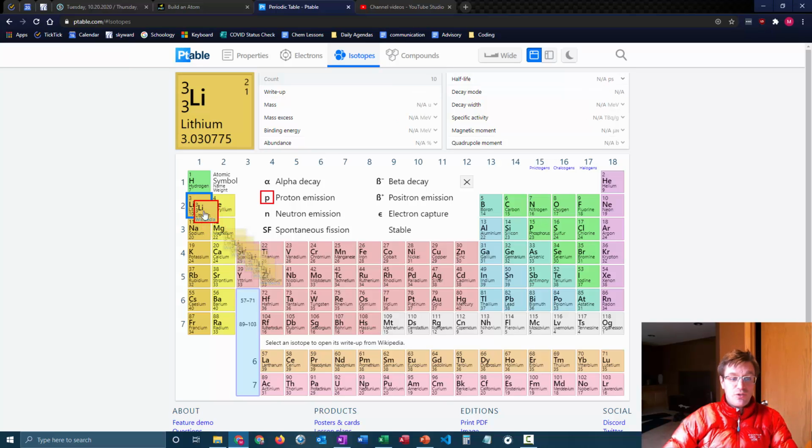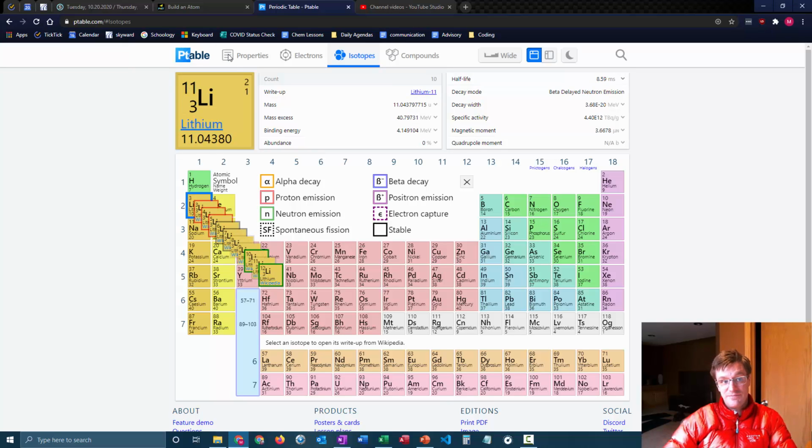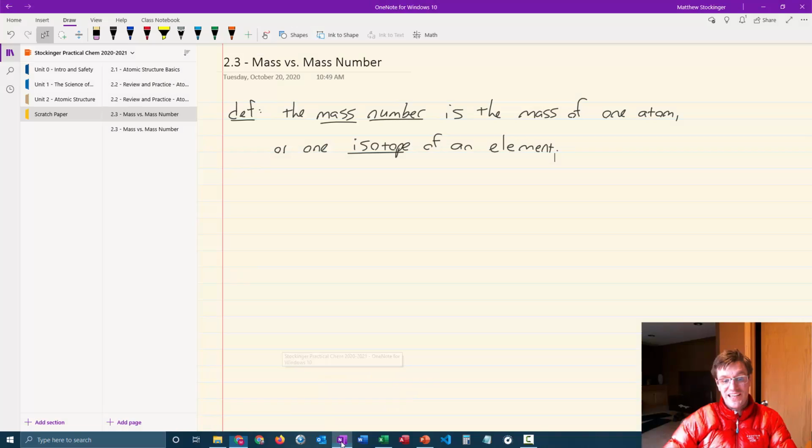Okay, so all the lithium in the world is a mixture of many different lithium atoms, and each of those different lithium atoms has a different number of neutrons in it. Those are called the isotopes. So the mass number is the mass of one atom or one isotope of an element.